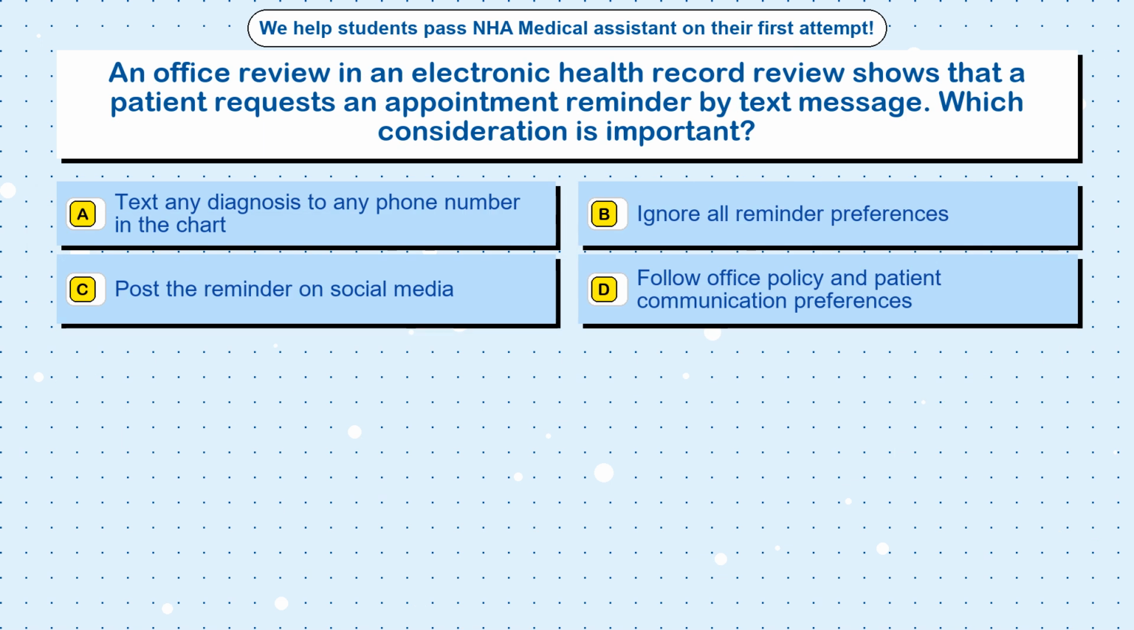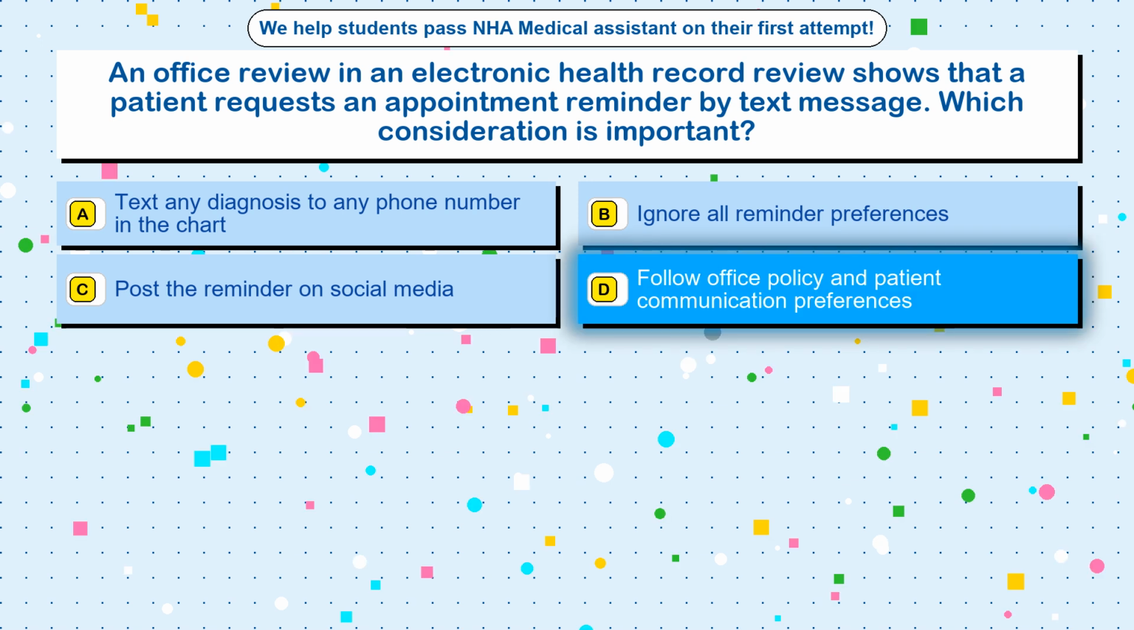Question 88. An office review in an electronic health record review shows that a patient requests an appointment reminder by text message. Which consideration is important? Option A. Text any diagnosis to any phone number in the chart. Option B. Ignore all reminder preferences. Option C. Post the reminder on social media. Option D. Follow office policy and patient communication preferences.